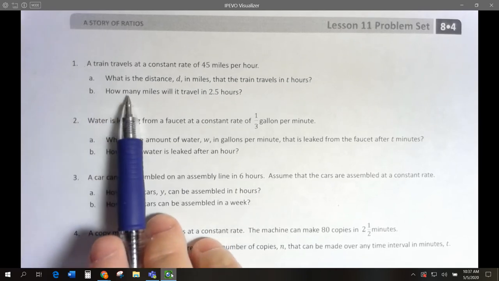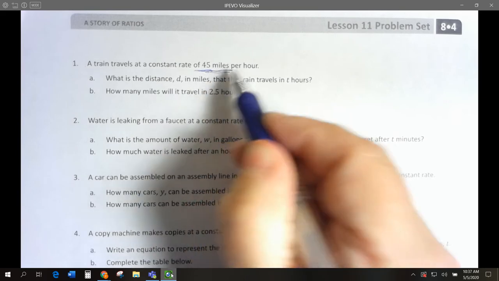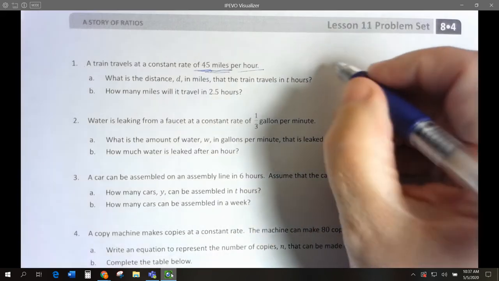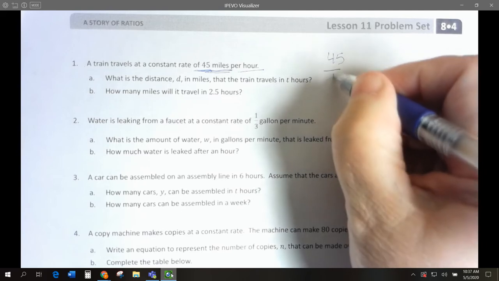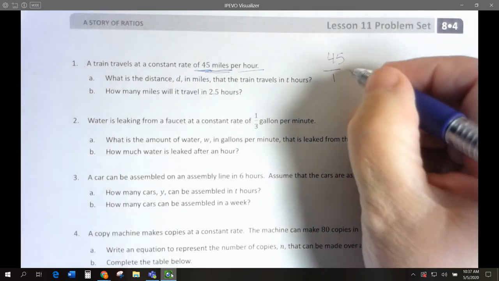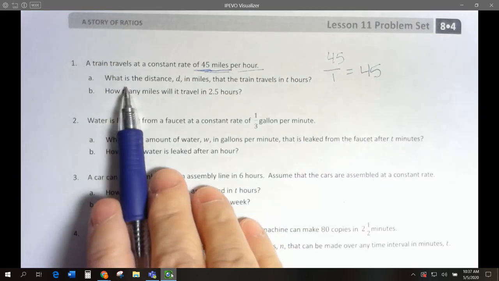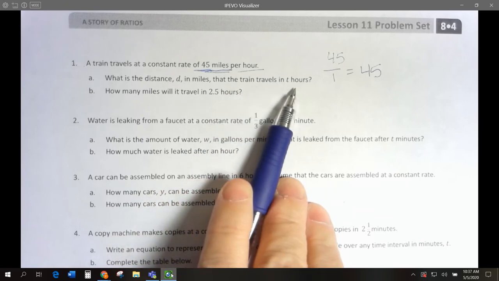A train travels at a constant rate of 45 miles per 1 hour. Remember, it is going to be distance over time. So it's going to be 45 miles over 1 hour, or we can write that just as 45. Okay. So what is the distance in miles that the train travels in t hours?